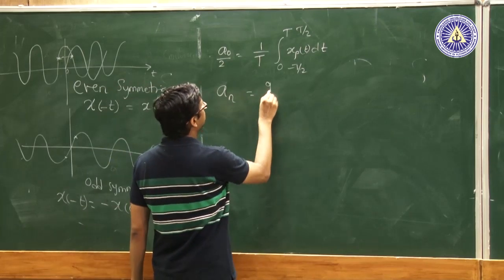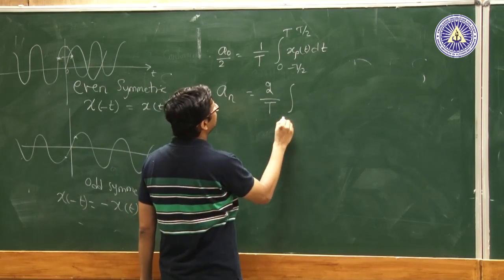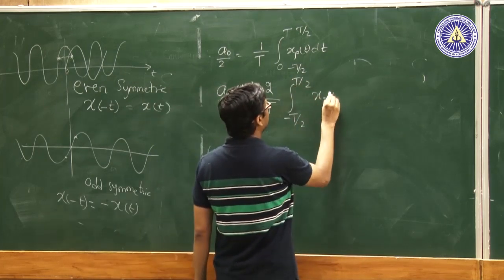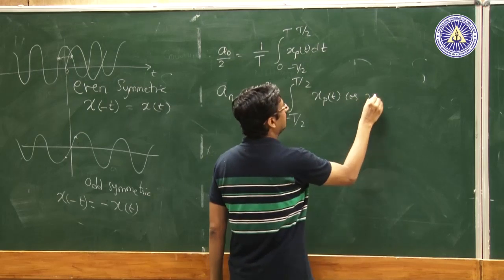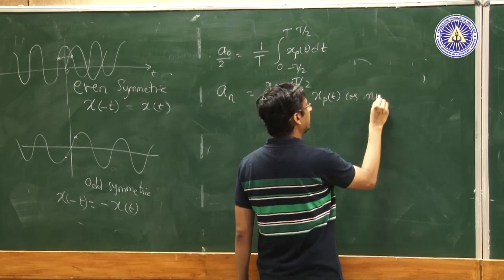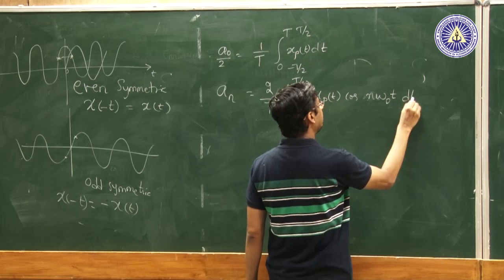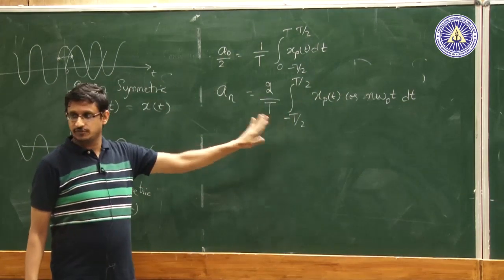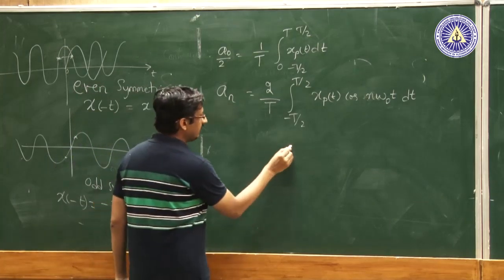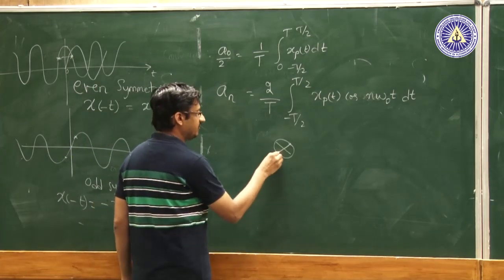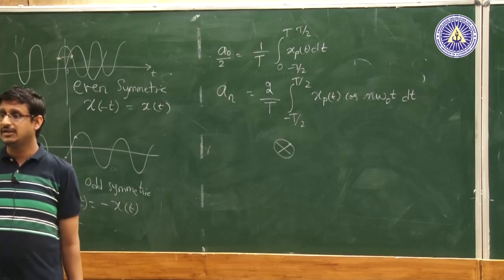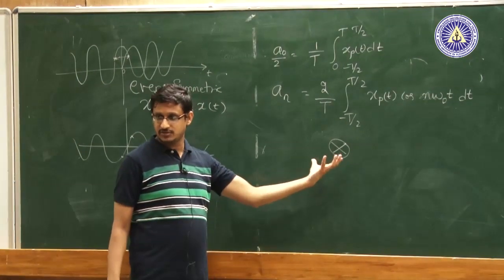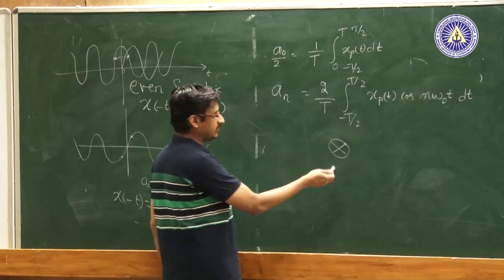So, an will be 2 by T integral from minus T by 2 to plus T by 2 of the periodic signal multiplied by, as we have already written, cos n omega 0 t dt. I will tell you the physical interpretation of this. What this actually means is that suppose I have a device called a mixer or a multiplier. You can find this in electrical engineering, you can actually build mixers, and we use this concept very much.